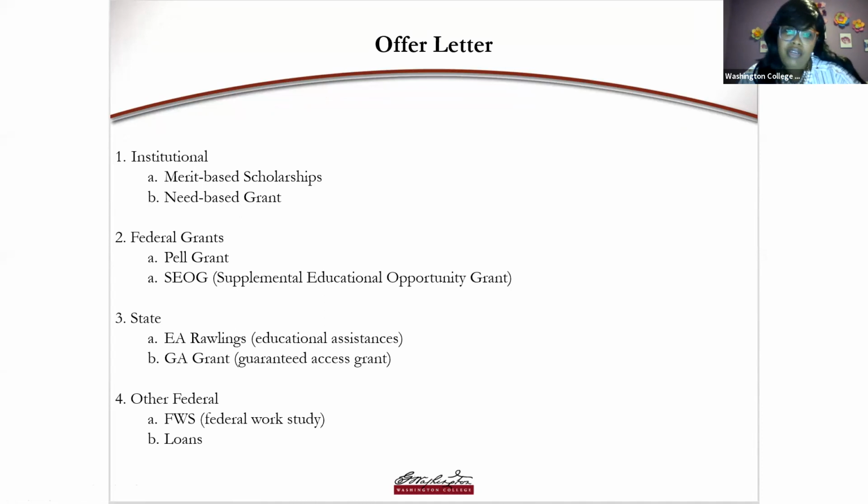So same thing we do here at Washington College. What we do is we look at that EFC number and we subtract it from your cost of attendance, which is your tuition, your room, and your meal plan, and we come up with what we call an amount of need. And then we take that number and do some calculations to determine how much need-based grant you may qualify for, if you even qualify for it. So the amount may vary from one student to the next because it's based on that EFC. So if you look at your offer letter and you have both merit and need-based, that's great. If you don't, that's fine too, okay?